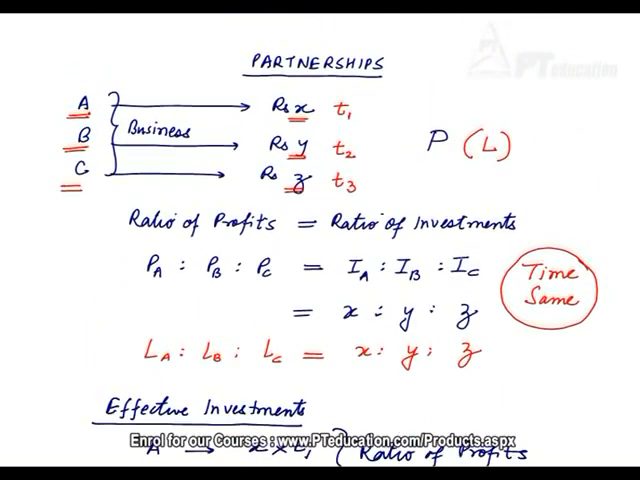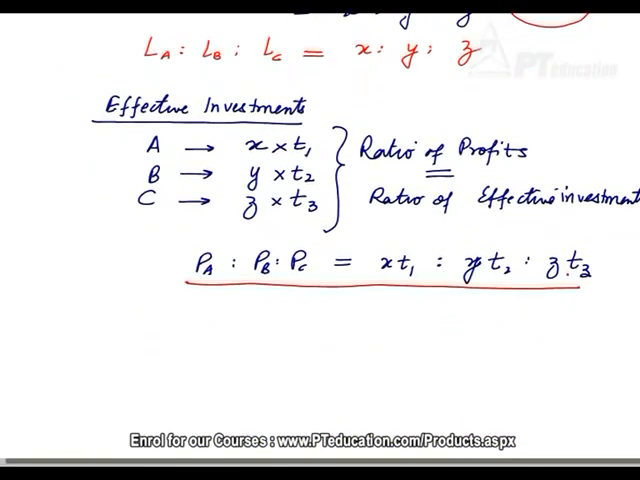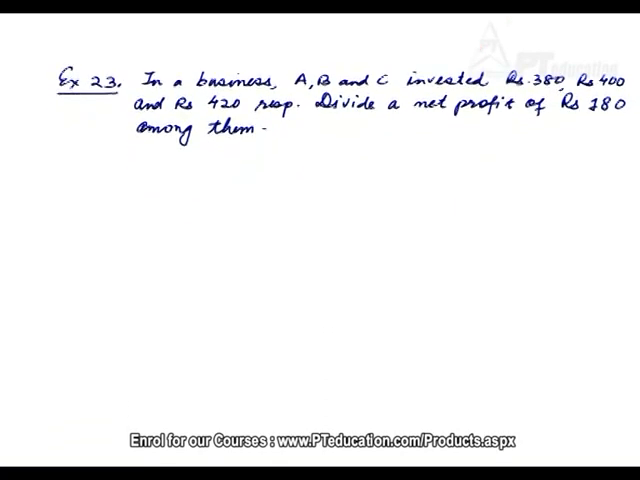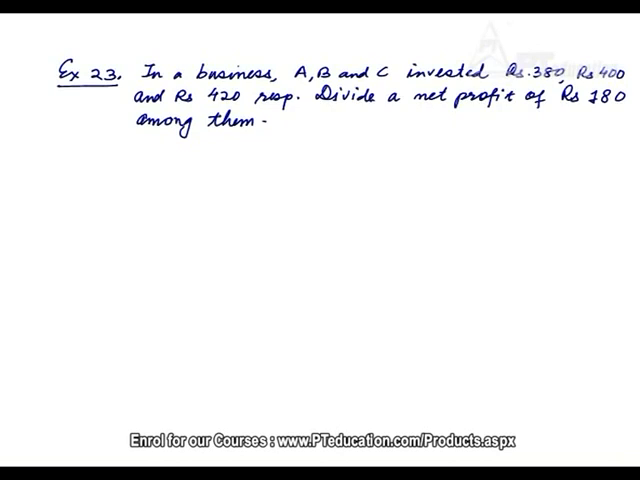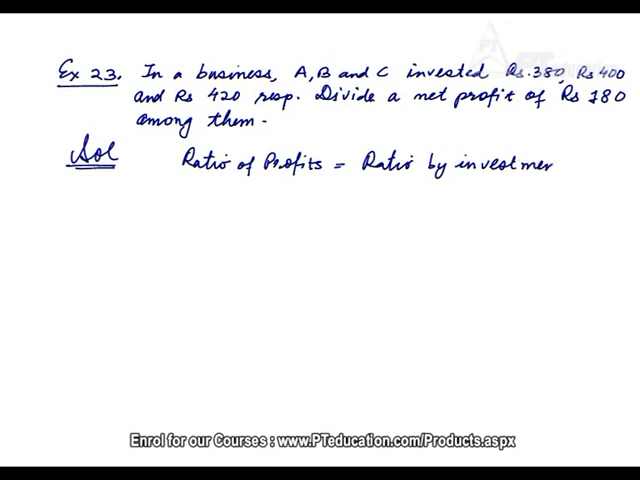So we have seen the basic working in partnerships. Let us now try to solve two questions which illustrate this working. Okay, here is example 23. In a business, A, B and C invested rupees 380, rupees 400 and rupees 420 respectively. Divide a net profit of rupees 180 among them. Here is the solution. We know that the ratio of profits will always be equal to the ratio of investments made by the partners.